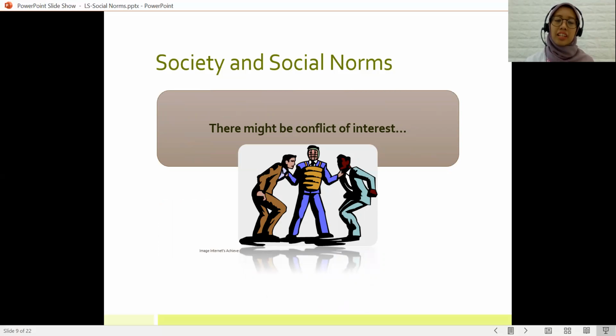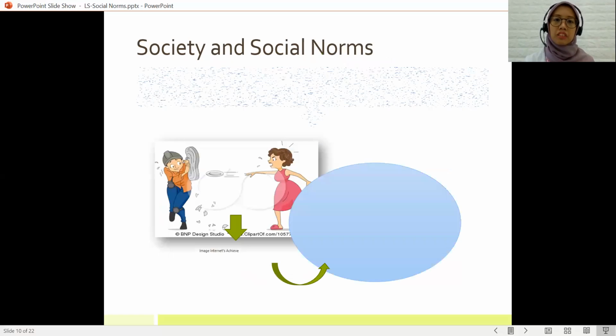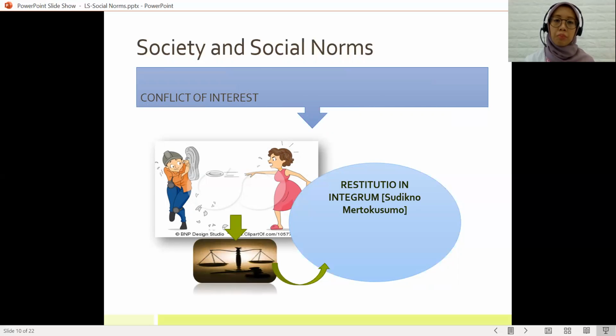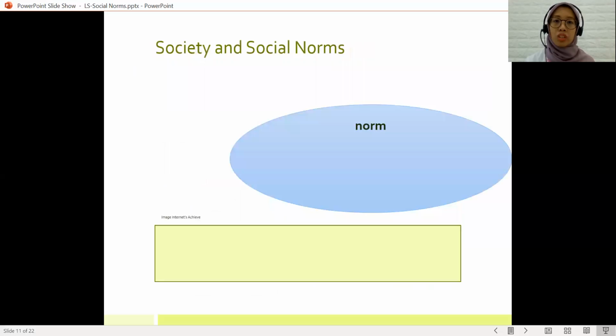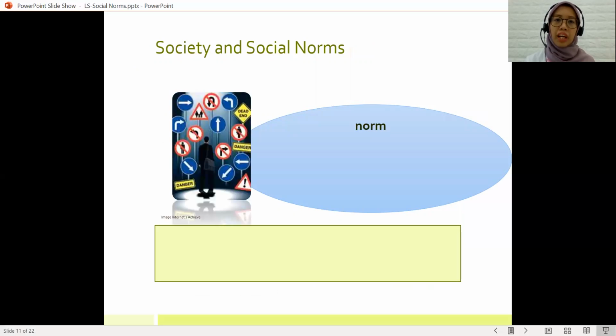Nevertheless, when we interact, there is a possibility of conflict, right? So when it comes to conflict, social norms have the function of restoring the situation to order. For instance, there is a misunderstanding among the people inside the society, or maybe some kind of assault. The question is how to get the society back as it was before, in order. So that's why we have norms.